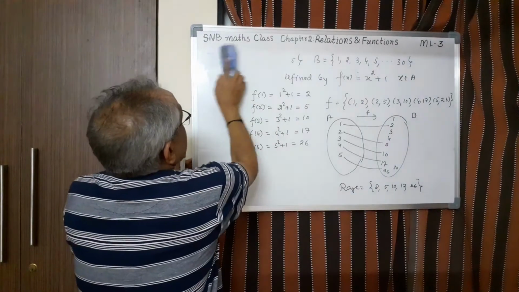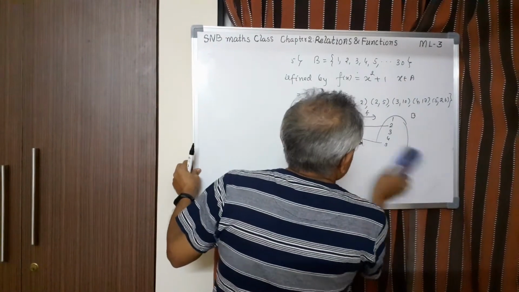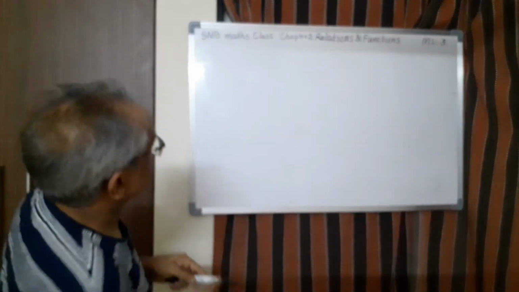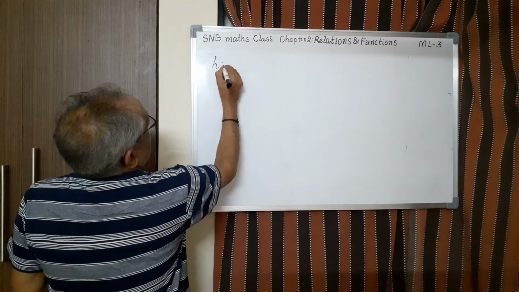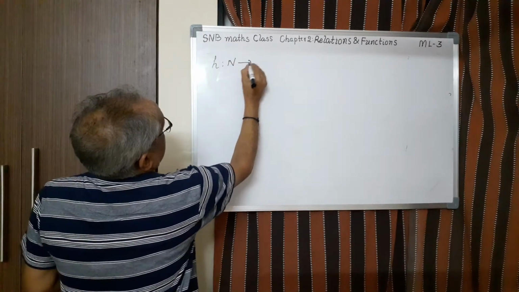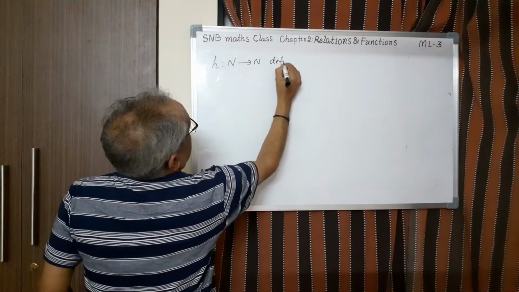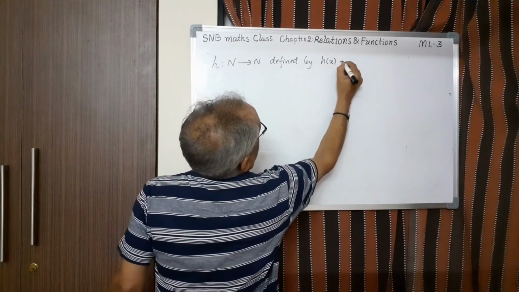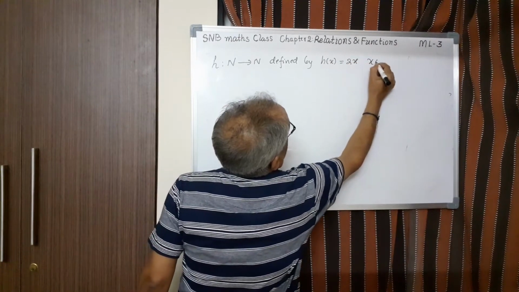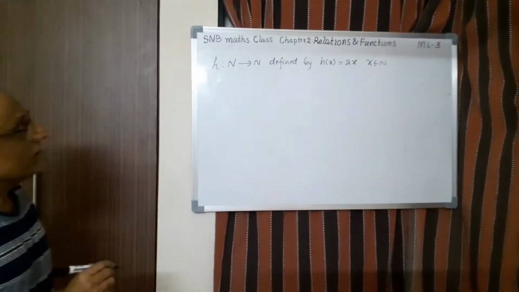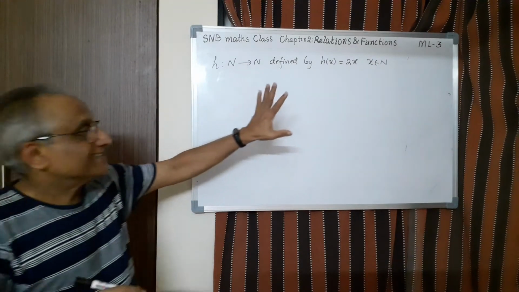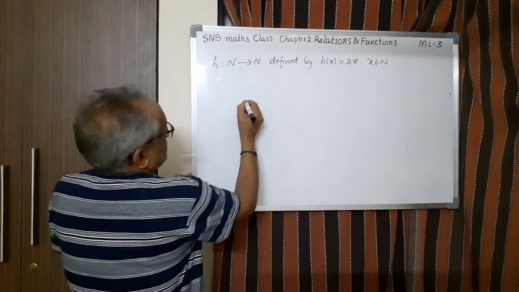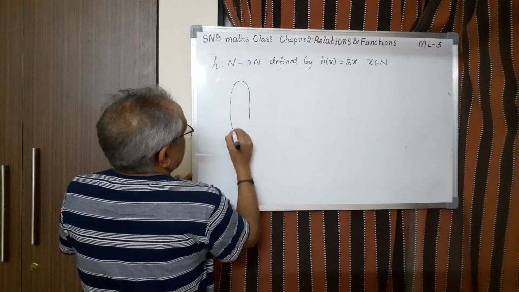Example. And a function can also have a domain which is an infinite set. For example, suppose I take h is a function from N to N defined by h of x equal to 2x, x belonging to N. So it is a function. Is it a function? Yes, it is a function, because whenever you have difficulty, you can always use the ray diagram.